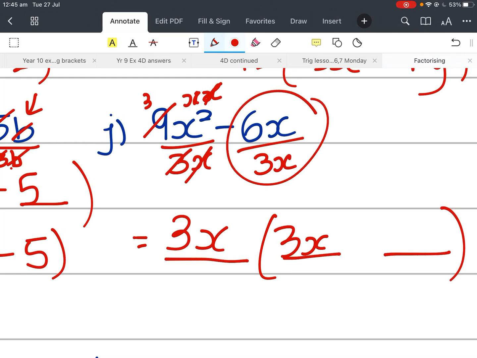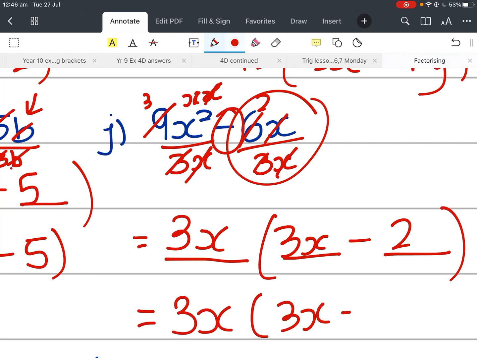Next term. How many 3's in 6? Hopefully you said 2. And cross off an x on the top and an x on the bottom. And I don't need to write anything next to the 2. In between the 9x squared and the 6x is a minus. If I want to write that out a bit prettier, it will look like that.